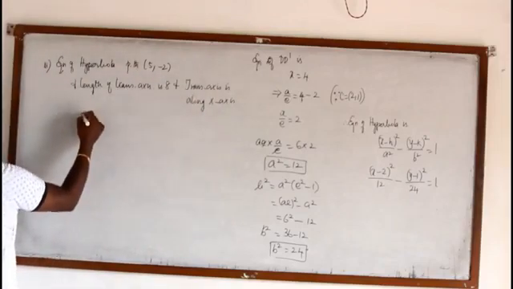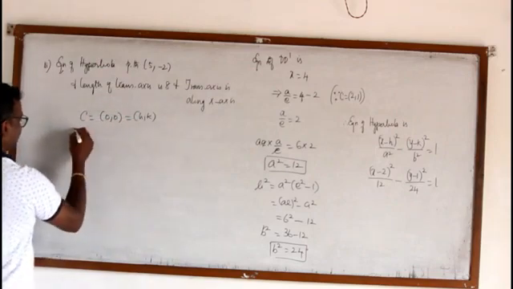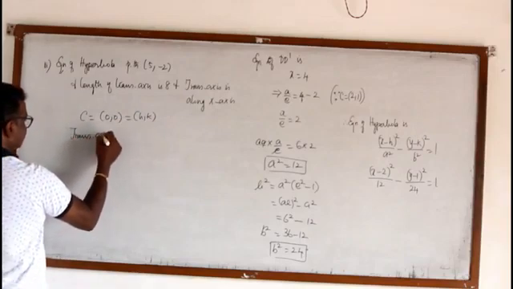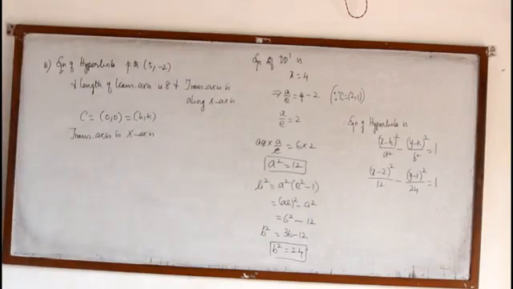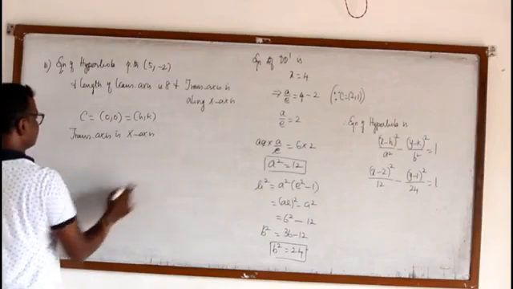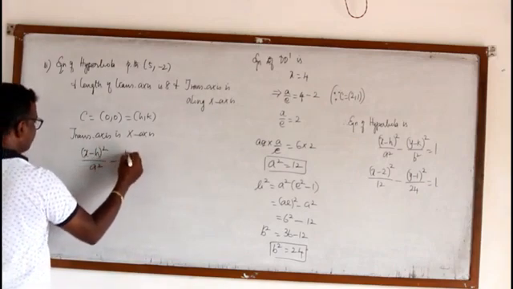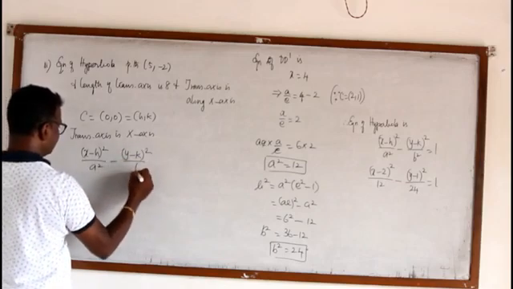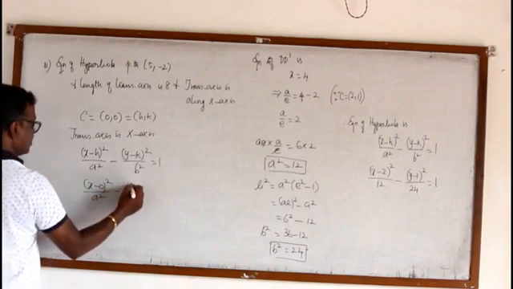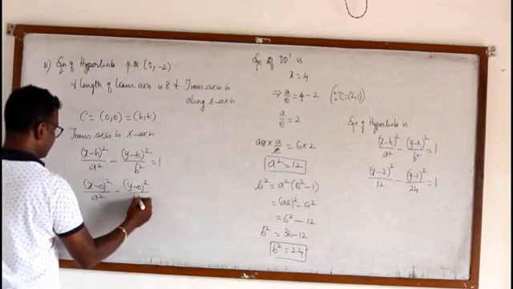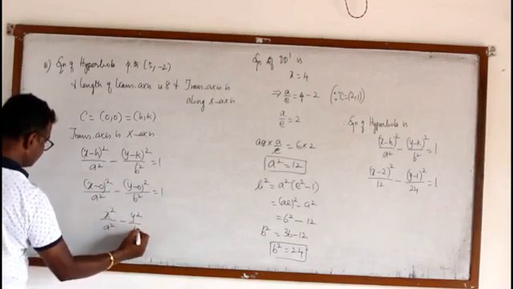Here they didn't say anything about the center. So center can be taken as granted as 0, 0, which is our h, k. Transverse axis is x axis, along x axis, parallel x axis. All are same. Then the equation is x minus h the whole square by a square minus y minus k the whole square by b square equal to 1. It is x minus 0 the whole square by a square minus y minus 0 the whole square by b square equal to 1. So it is x square by a square minus y square by b square equal to 1.